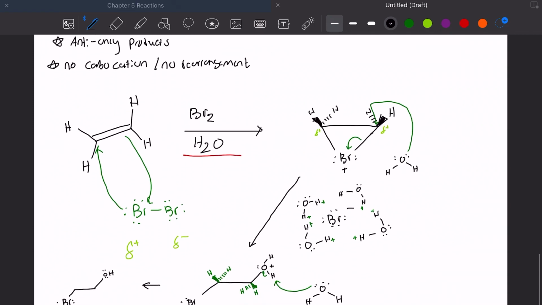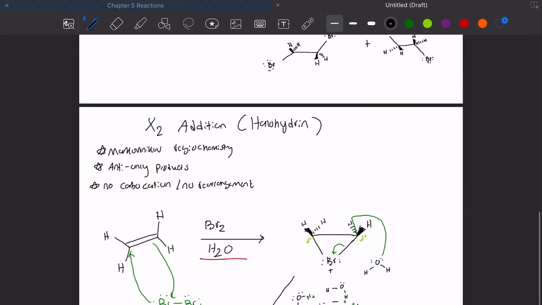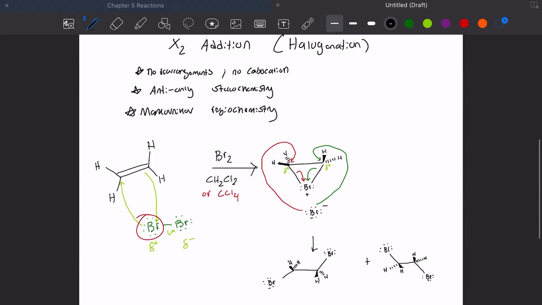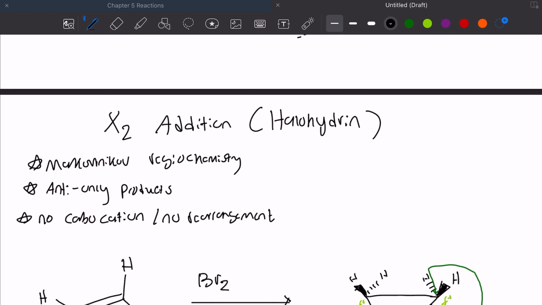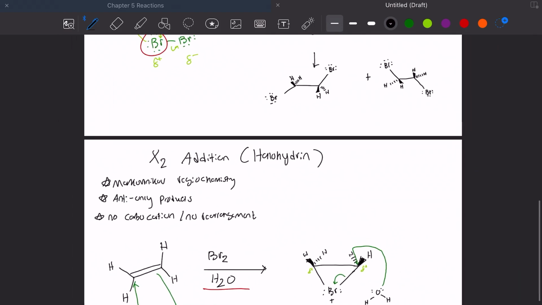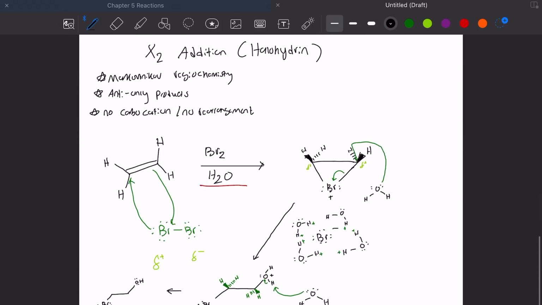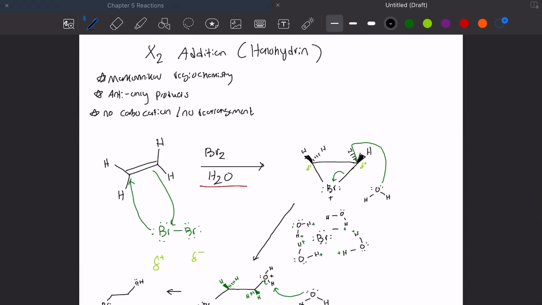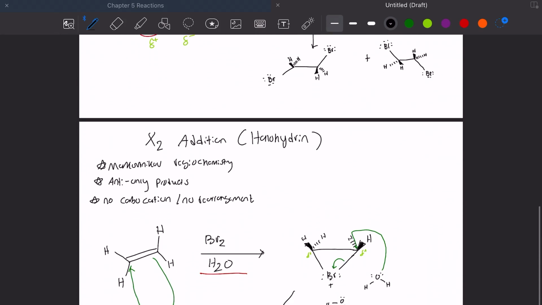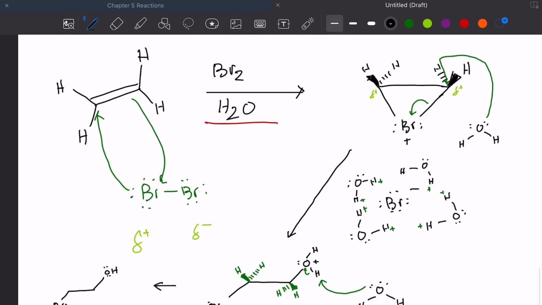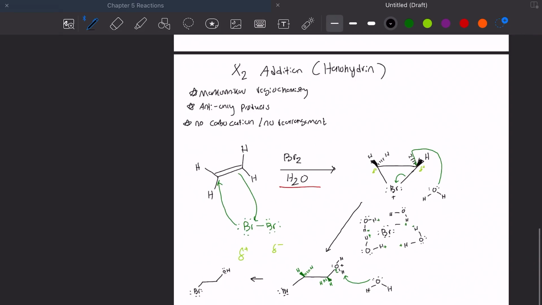It's really simple. You just need to memorize. You also need to realize that, similar to the halogenation, it still has Markovnikov regiochemistry. It has anti-only products, and there is no carbocation and no rearrangement, which is the way of controlling this mechanism and getting the desired products that you might want. So it's very similar to halogenation, but instead we're using water. You still have to stabilize it, and that's how you end up with OH, and you still get a Br.